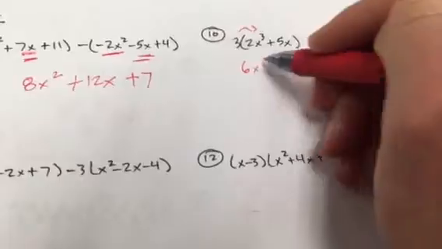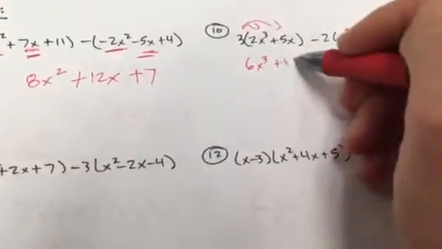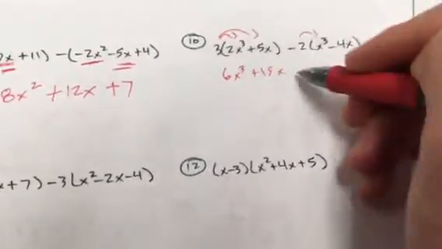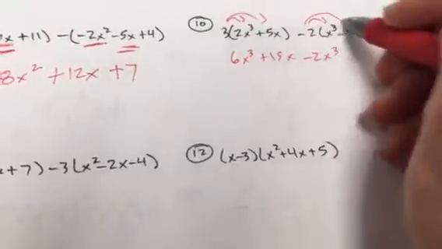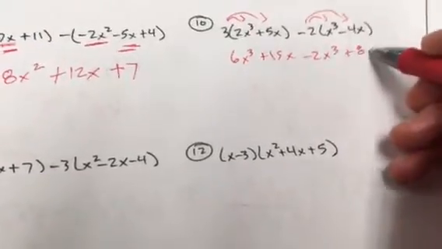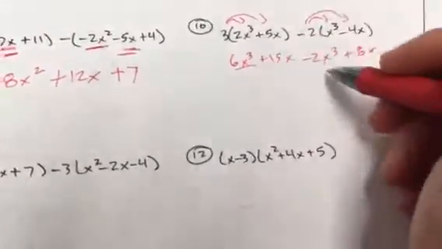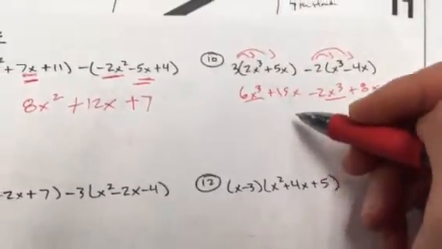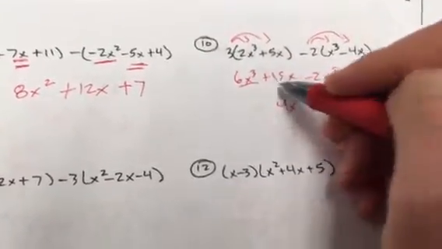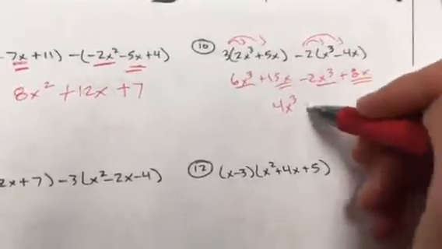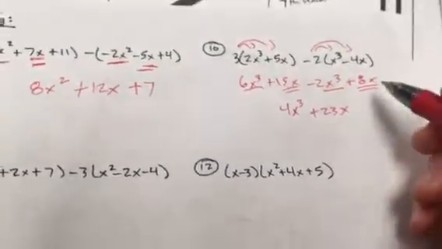Guys, on 10, that's where we got to do a little distribution. Here we got a 6x to the third plus 15x minus 2x to the third. A negative times a negative is a positive 8x. Combine like terms, this and this go together. So you got a 4x to the third. 15 plus 8 would be 23x.